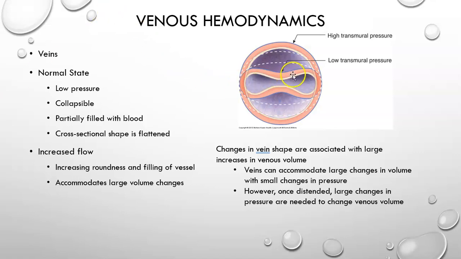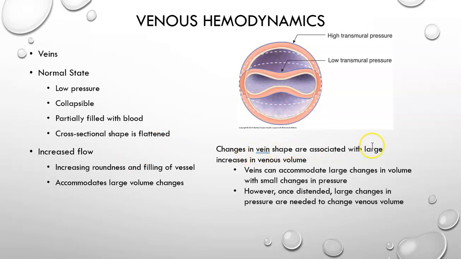So what we're looking at here is the low transmural pressure, and you can see that the wall of the vessel is flattened. When you have high transmural pressure, it's rounded, which means that's not good. That's not a normal state. So in an increased flow environment, the veins will increase their roundness and filling of the vessel to accommodate large volume changes. And what this does is it changes the volume of blood that is able to flow without changing the velocity of the blood significantly.